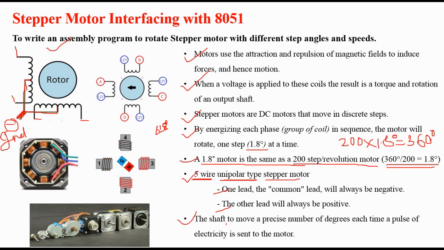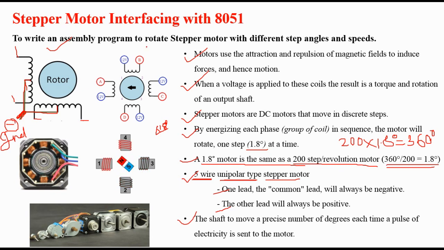The shaft moves a precise number of degrees each time a pulse of electricity is sent to the motor. So in order to rotate the shaft smoothly, actually it will not rotate smoothly as such, but if you try to achieve the ideal, and we want to move the shaft of the motor with a precise number of degrees, then you will have to give the pulses accordingly.